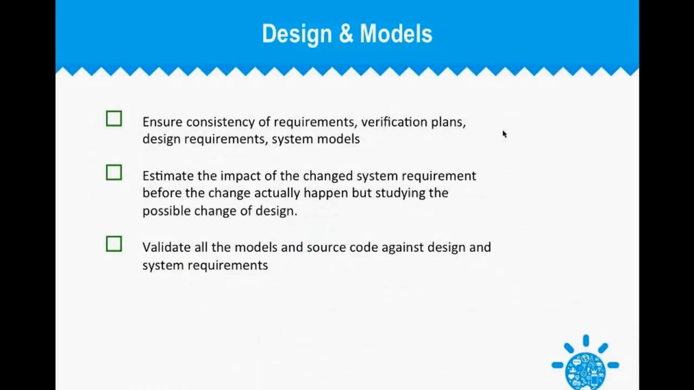So now, if the system requirements have been gathered, you typically need to design and model the solutions, the products. And for design, what's especially important is that you need to ensure the consistency of the requirements, but also verification plans, design requirements, system models. So simply all kinds of artifacts from electronical, mechanical, or software requirements, components, models. You need to estimate the impact of the change of a system requirement before the change actually happens by studying the possible change of a design. And at the end, you need to validate that all the models and source code are validated against the design and system requirements.